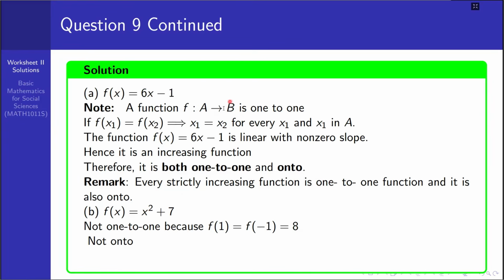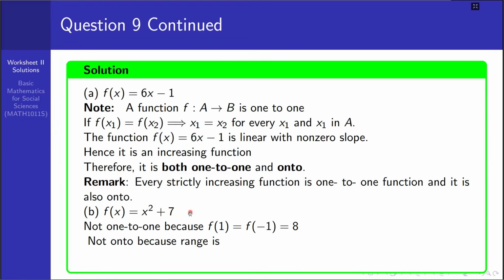ወይም ደግሞ የዚህ የፋንክሽኑ ሬንጅ ከኮዶሜኑ ጋር እኩል ሲሆን ማለት ነው። ስለዚህ የዚህ ዶሜኑ ምንድነው የሚሆነው? The domain of this one, ምክንያቱም ይሄ ሁሉ ጊዜ 0 ወይም ደግሞ ፖዚቲቭ ነው, x greater than or equal to 7 in the domain, but the codomain is the set of real numbers, so that the codomain and the range of this function are not the same, so that the function is not an onto function.